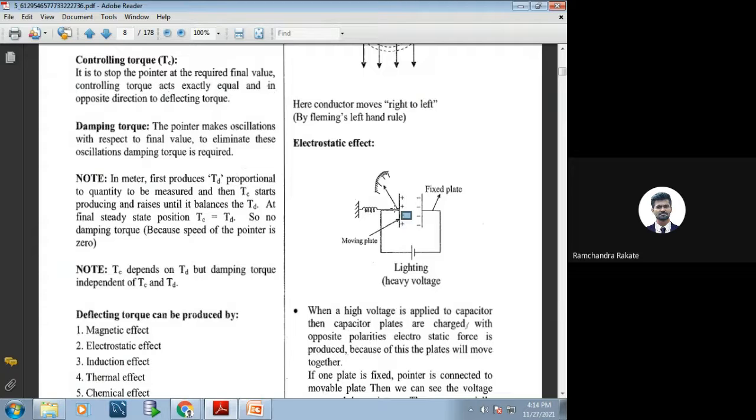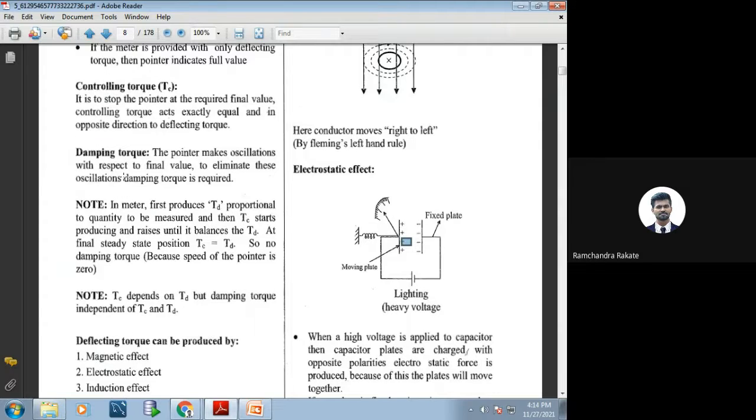Another way is fluid friction. In this fluid friction, we have certain vanes attached to the spindle of the moving system, which bring your pointer to the null position or null deflection. And the third one is eddy current damping. So the purpose is just to make your pointer deflection free or oscillation free. So that is nothing but damping torque.